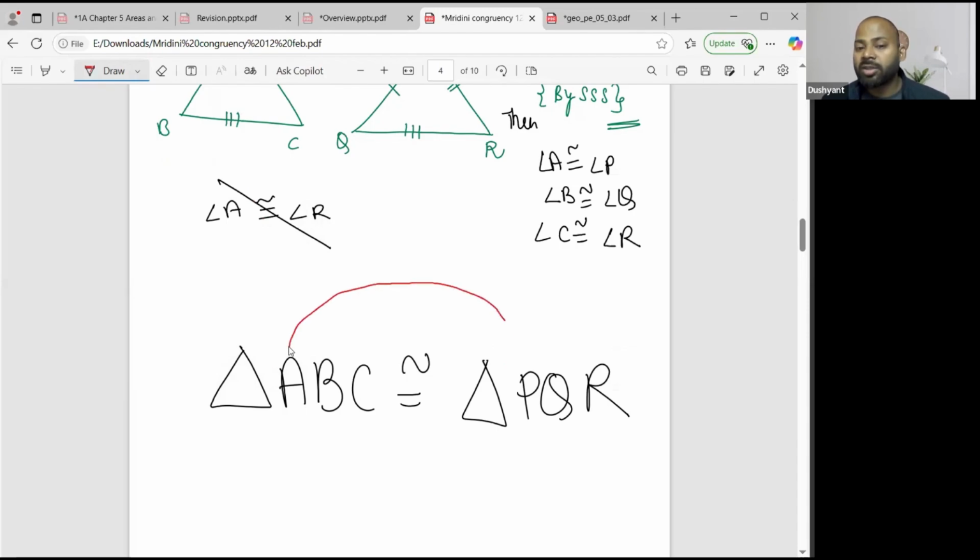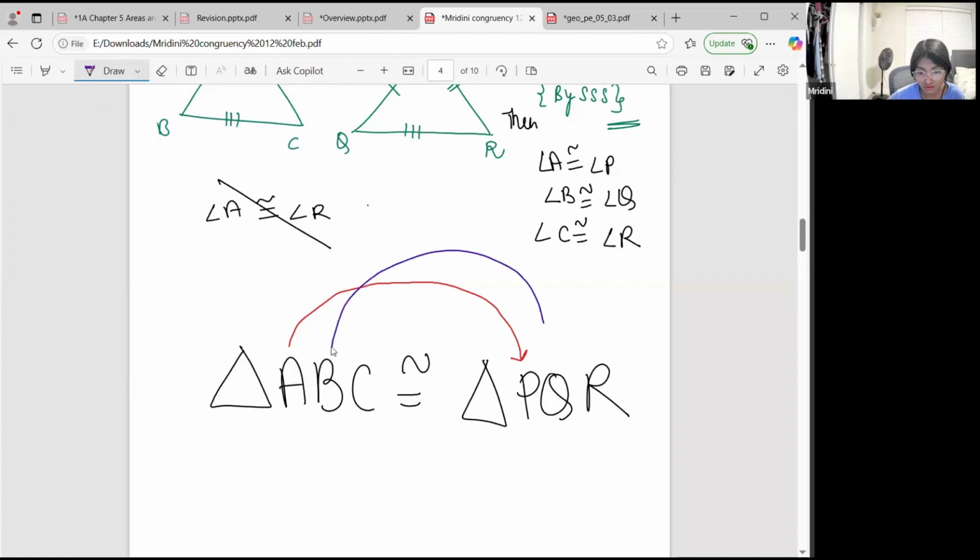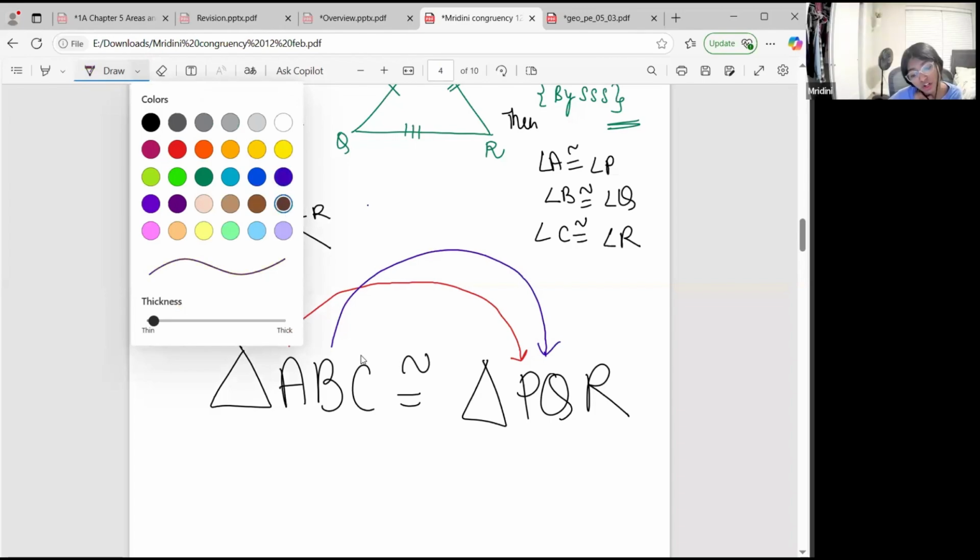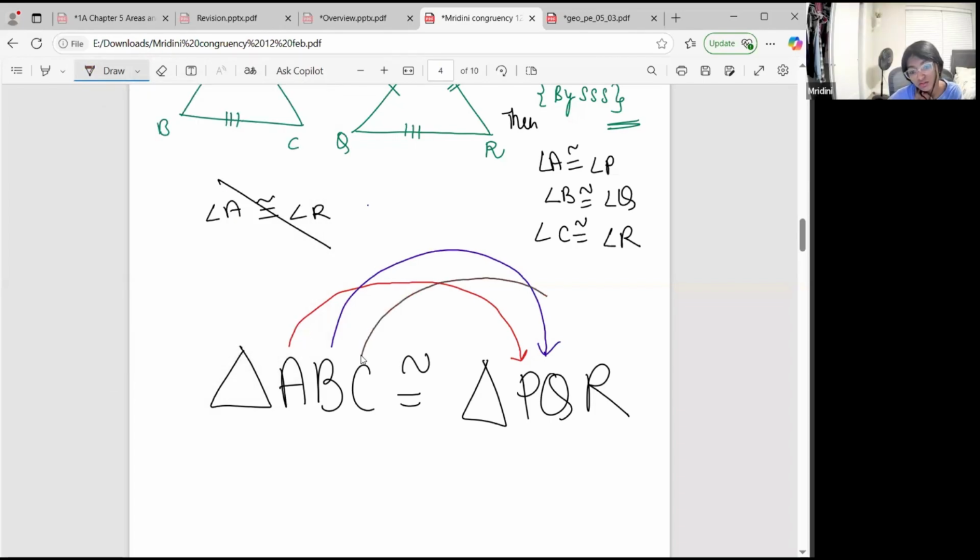Angle A is corresponding to angle P. Yes. Angle B would be corresponding to angle Q. These are the corresponding angles I'm writing down. And the last one, angle C, would be corresponding to angle R.